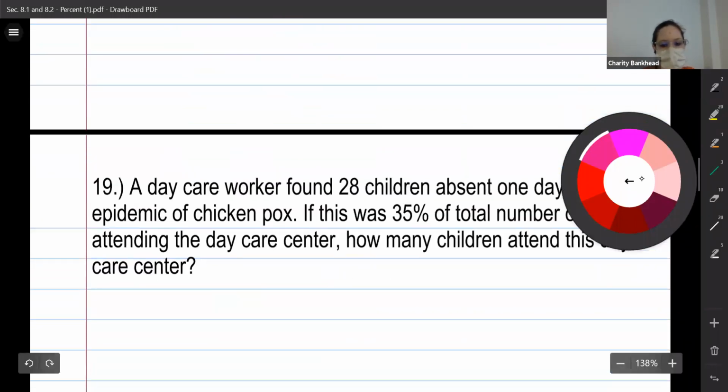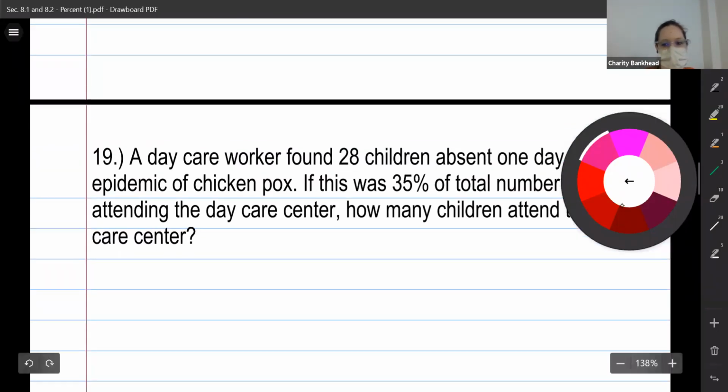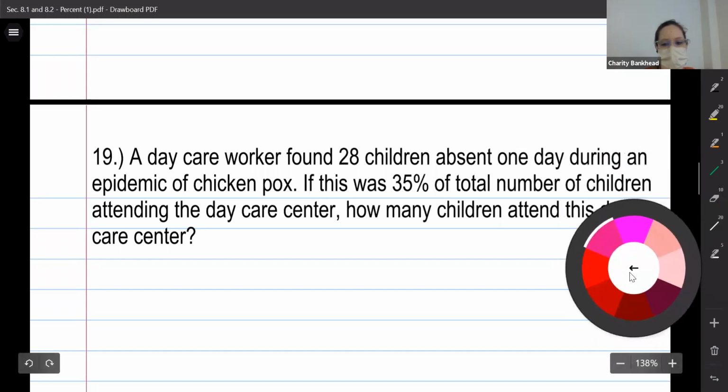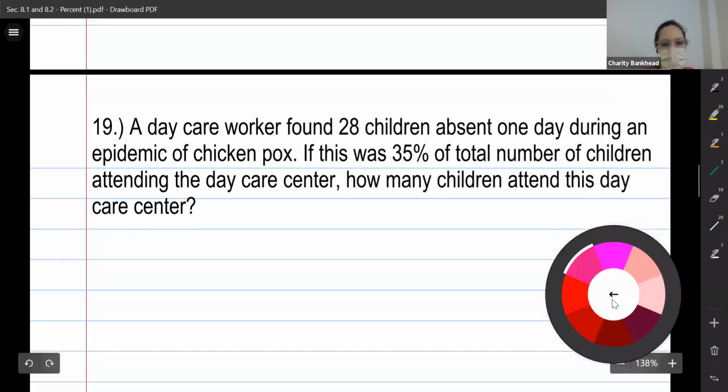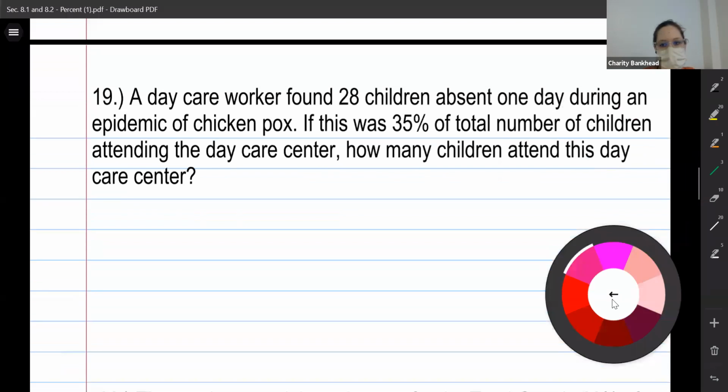All right, so getting a little bit closer to real world applications here. Number 19 says a daycare worker found 28 children absent one day during an epidemic of chickenpox. If this was 35% of the total number of children attending the daycare center, how many children attend this daycare center?